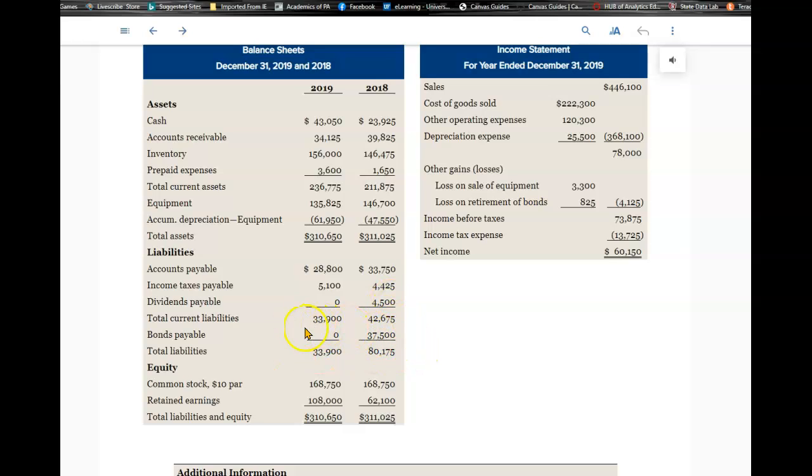So it's a decrease of $37,500, which means that we paid that out. In addition, we lost money on that. So that means the cash that went out was greater than the $37,500. By how much? $825. So you add 825 to 37,500 to come up with 38,325. And so that takes care of that transaction.